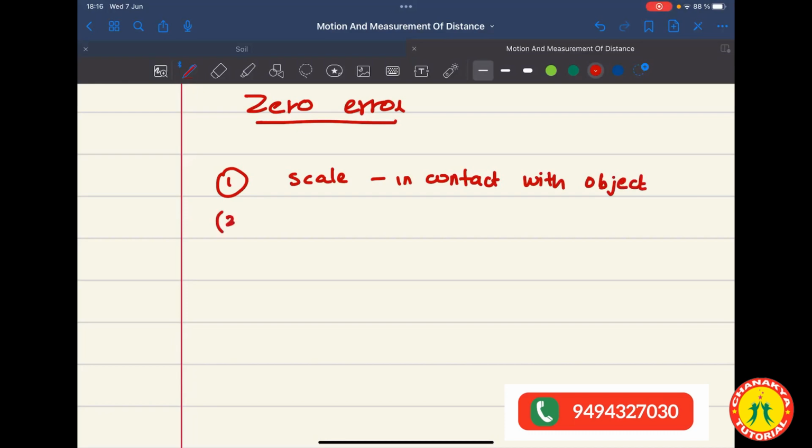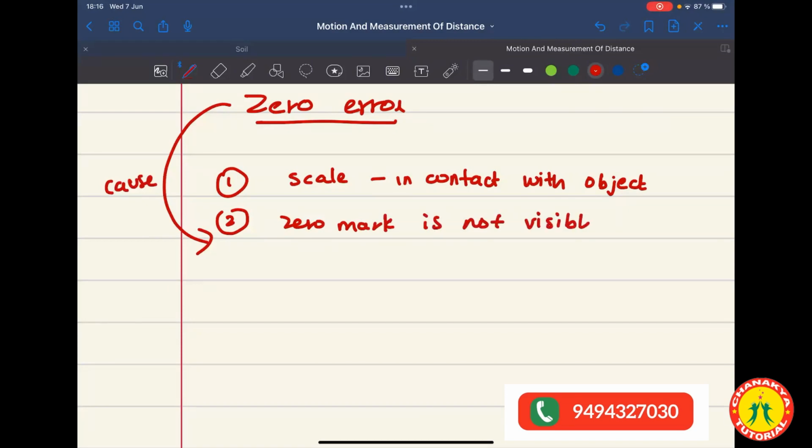Secondly, if the scale is broken or the zero mark is not visible, it will cause zero error. Zero error is caused when the zero mark is not visible. So the correct reading will be obtained by subtracting the value from the full mark. This is all what we discussed, a small revision, okay?